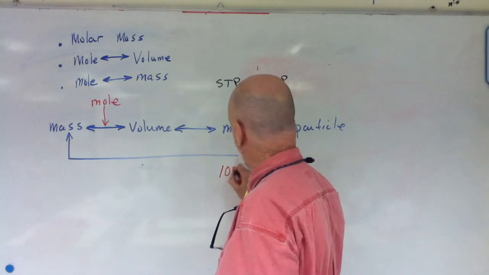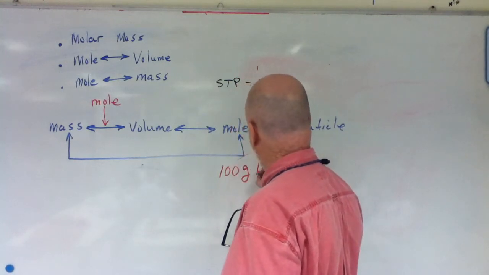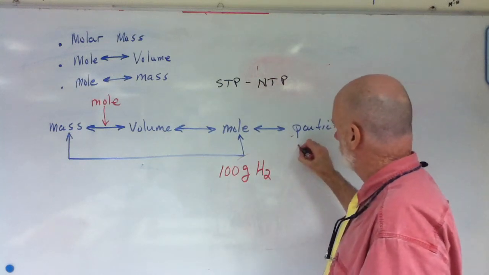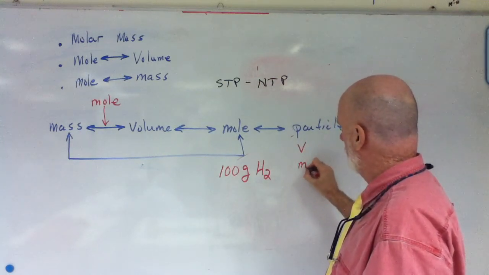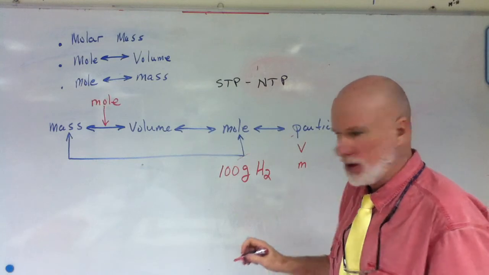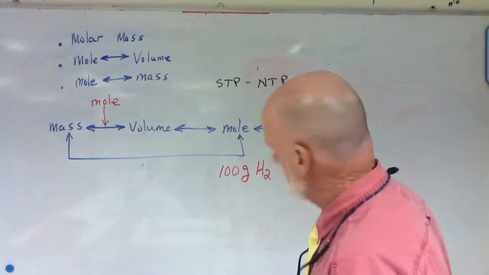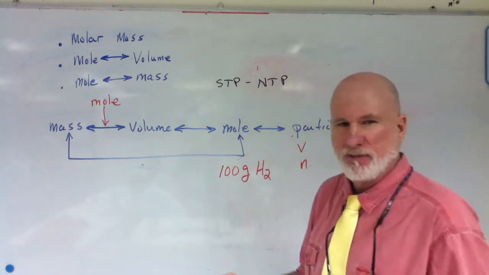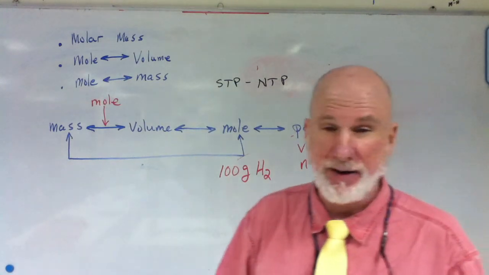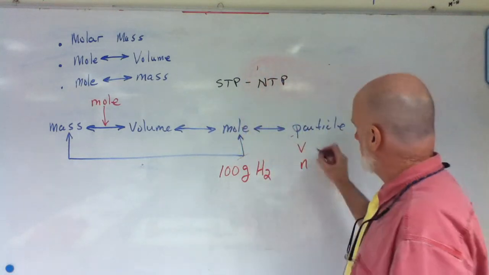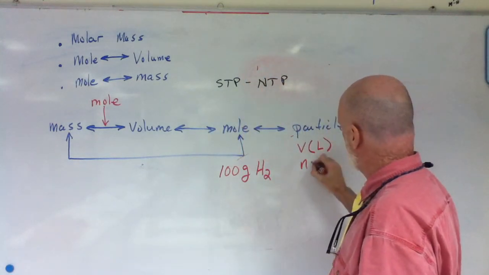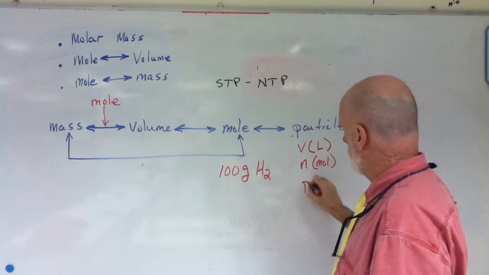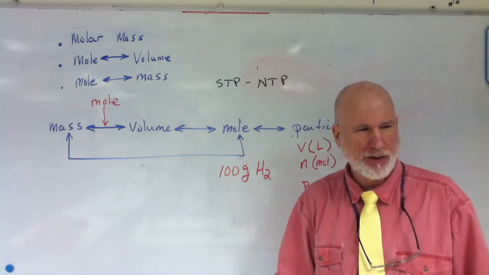So 100 grams of H2. I want to know volume, moles, M for moles, or actually that's not true. N is the abbreviation of moles as a variable, right? Yeah. This is liters, this is mol, and this is, we'll call it P, because we can do that.